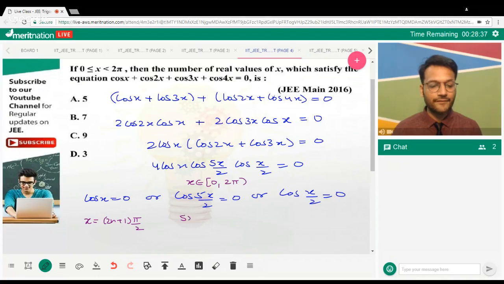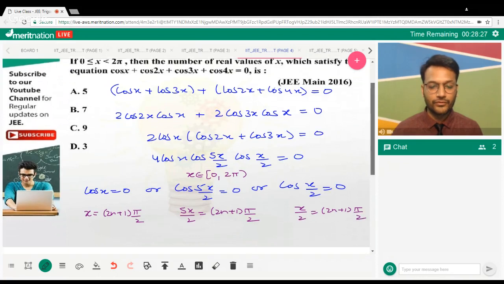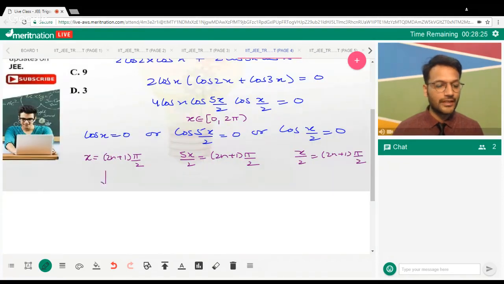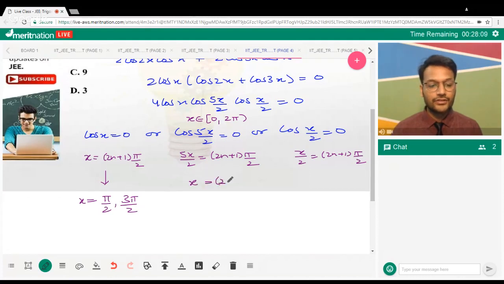Similarly, over here, we can say 5x by 2 can be written as (2n plus 1) pi by 2. And over here, x by 2 can be written as (2n plus 1) pi by 2. So we just need to solve them further. From here, we can get values between 0 and 2 pi. We know those values, we do not have to write this out. But anyways, one of the values is pi by 2, another value is 3 pi by 2. From here, we can modify it somewhat like this. It'll be pi by 5. And over here also, we can modify it as (2n plus 1) pi.